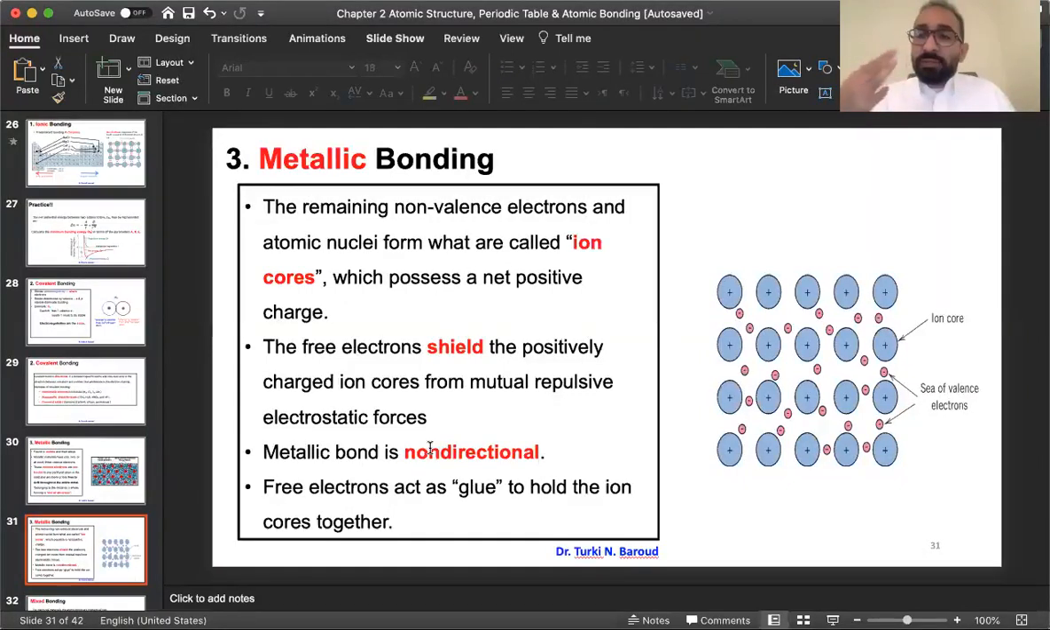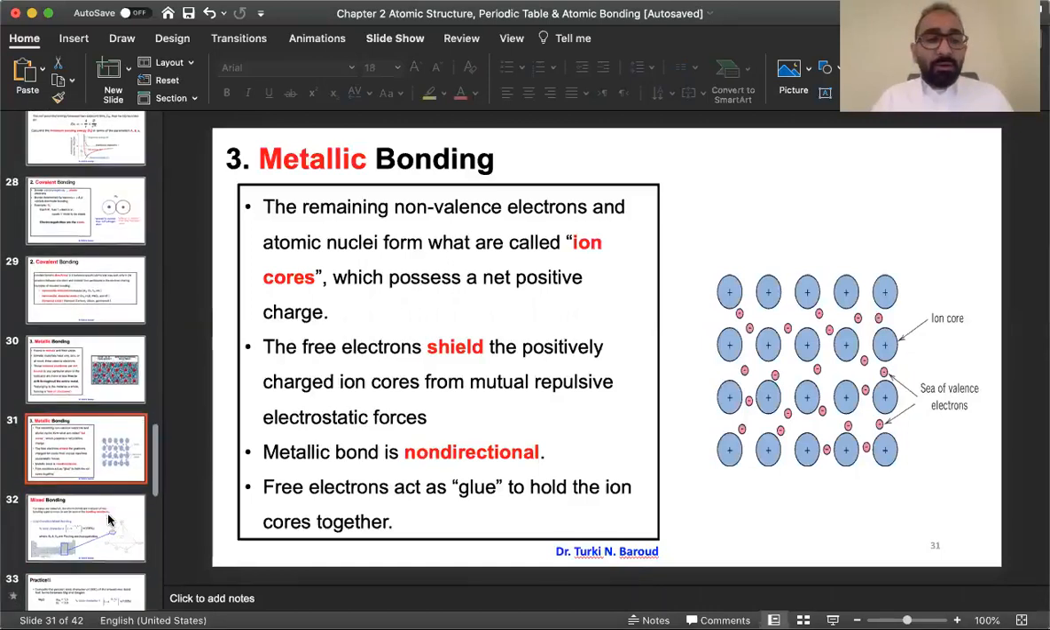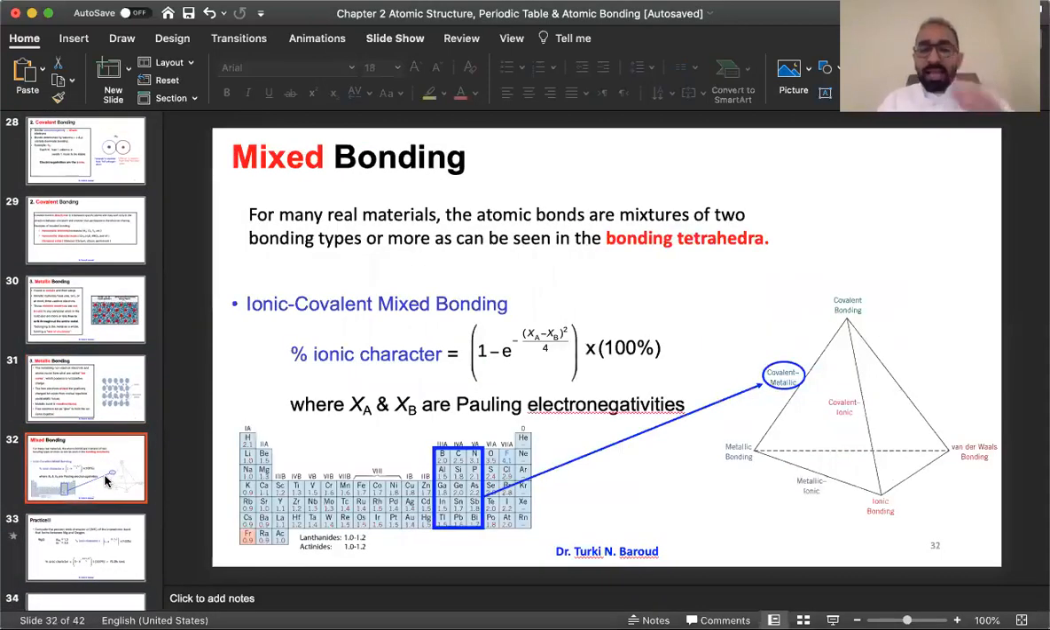So among the three different types, we have only one type that is directional, which is the covalent type of bonding. Now, in most real materials, you cannot get a pure ionic material, a pure covalent material, or a pure metallic material. Rather, you get a mix of character. For example, you might get a mix of character between covalent and ionic.